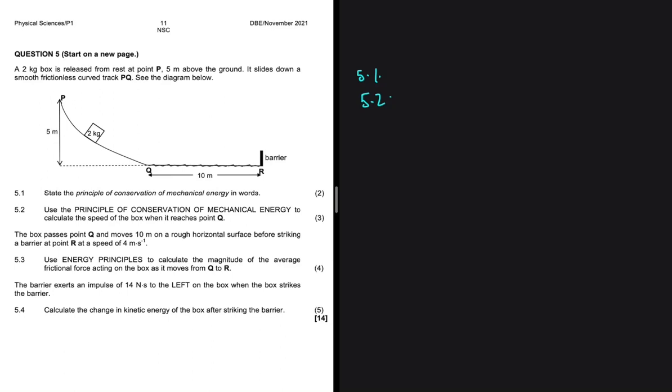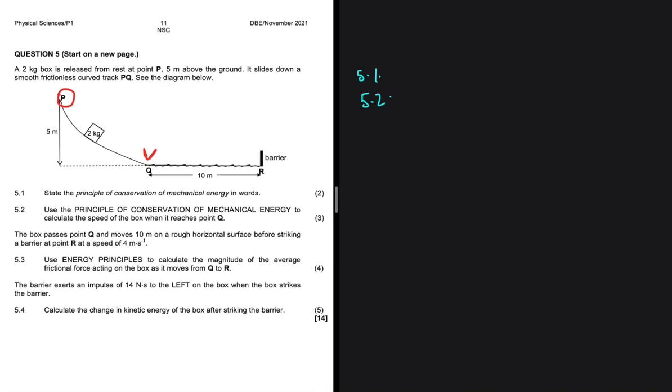So we have a 2 kg box that is released from rest at point P. As we can clearly see here on the left hand side, it's released 5 meters above the ground, right? We have a height there of 5 meters. It slides down a smooth frictionless curved track PQ, as we can see on the diagram below. And then we are looking for the speed of the box at point Q.